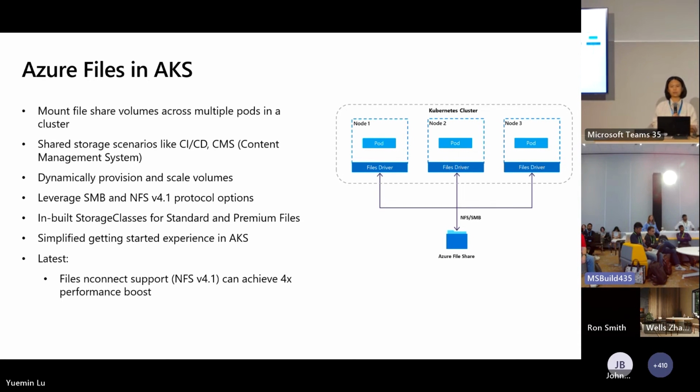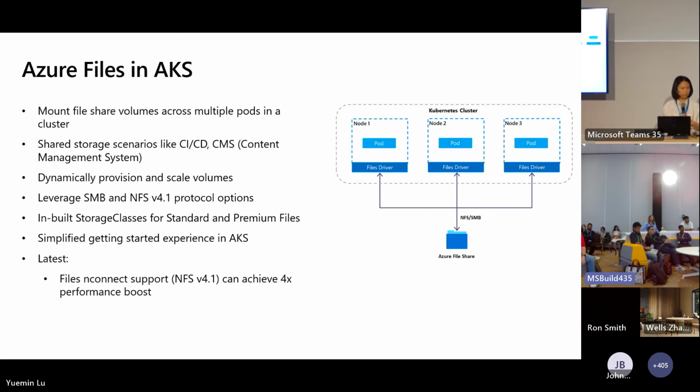So what is NConnect? It is basically a Linux mount option that we support where you can use more TCP connections to drive your traffic to the backing file share. On this note, we did some performance benchmarks. We are seeing roughly you can get a 4x boost from a single client to be able to maximize the IOPS and bandwidth you can get on the file share.